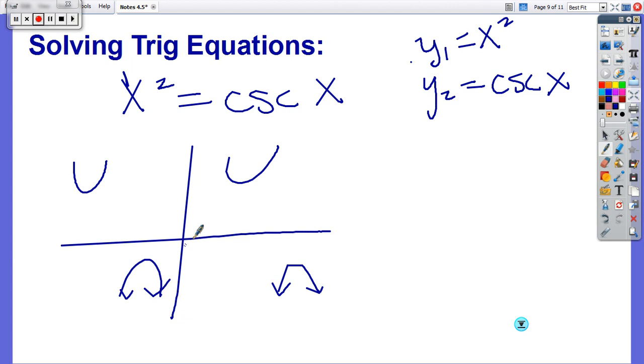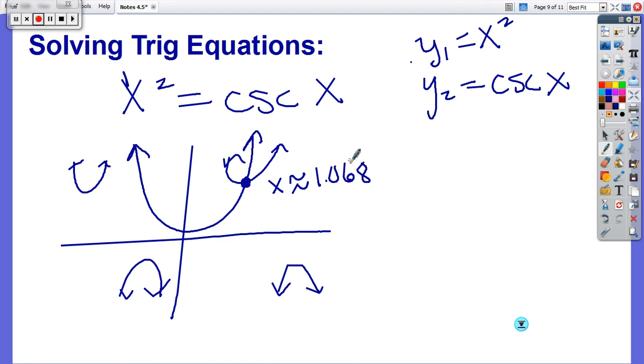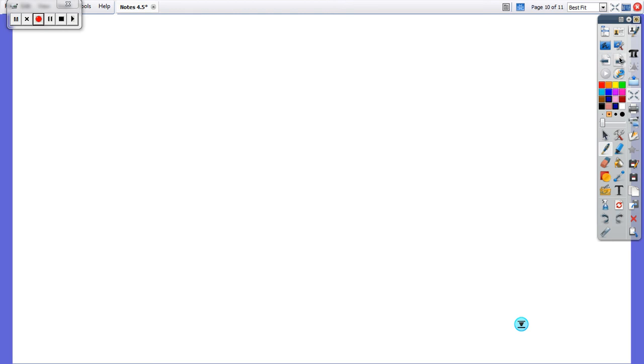And then when you get a graph, we know that cosecant looks something like this. And those are going down, and those are going up. And then you know that x squared looks something like that. So in order to solve the equation, the smallest positive number is going to be whatever that number is right there. And you can do this on your calculator. Second, calculate intersect, and you get x is approximately equal to 1.068. And we're going to be doing a couple more examples of this in class, and that's it for this section.